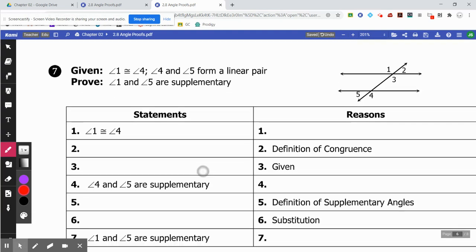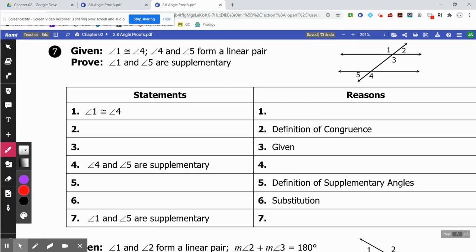Number 7. 1 and 4 are congruent, which is this and this. Angles 4 and 5 form a linear pair, which is these two angles here. Let's try to prove that 1 and 5 are supplementary. And notice that we're all mixed up on this one. So angle 1 is congruent to angle 4. That is our given. And by the definition of congruence, therefore, we know the measure of angle 1 would equal the measure of angle 4.